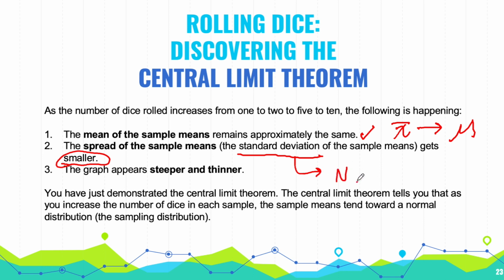As n increases, the number in the sample increases, the standard deviation is going to decrease, in turn making the spread of your distribution smaller. As a result, your graph of the normal distribution is going to appear steeper and thinner, or skinnier, more squished together around the mean. This is what the central limit theorem is all about. The central limit theorem tells you that as you increase the number of dice in each sample, the sample means will tend towards a normal distribution that we call the sampling distribution.